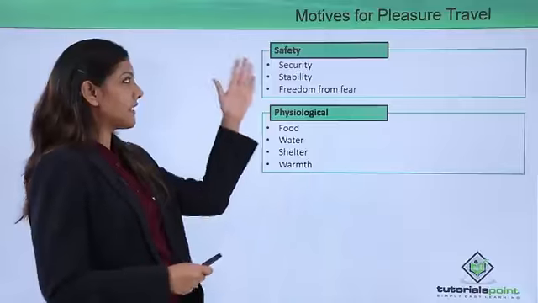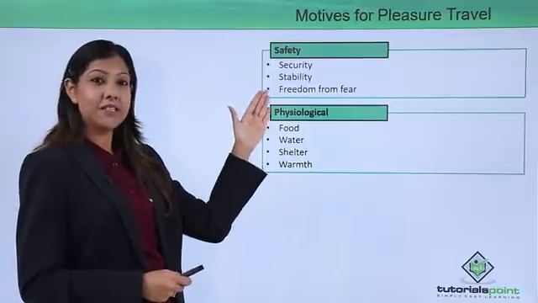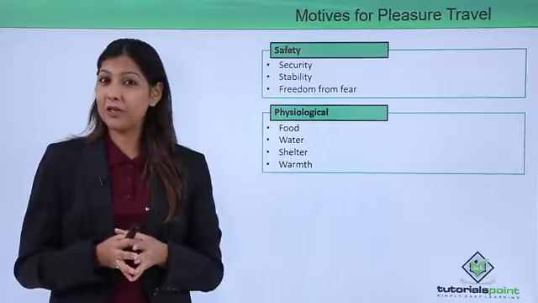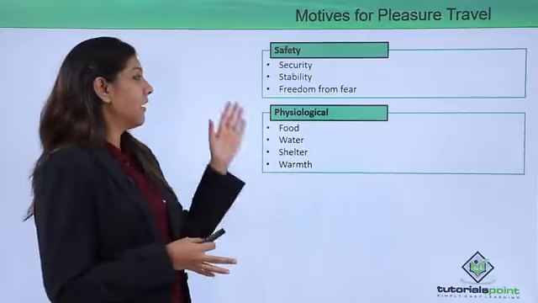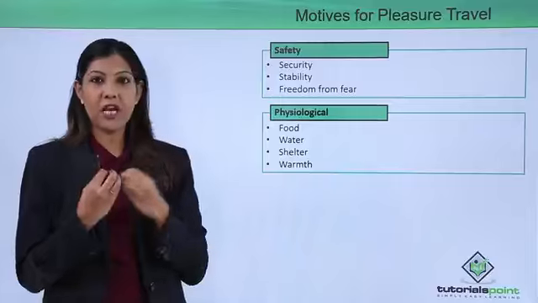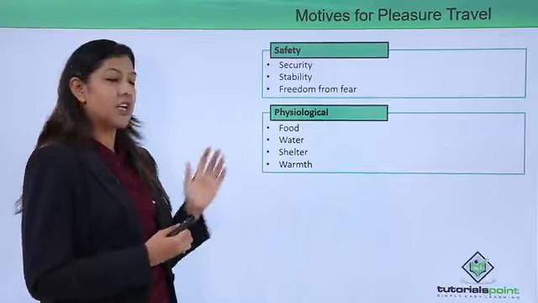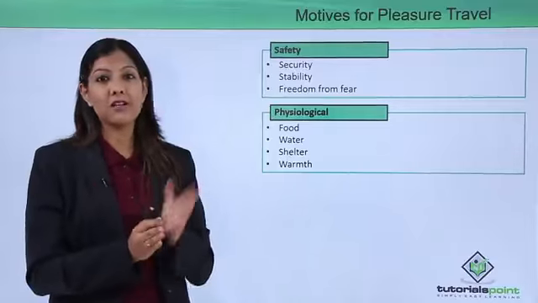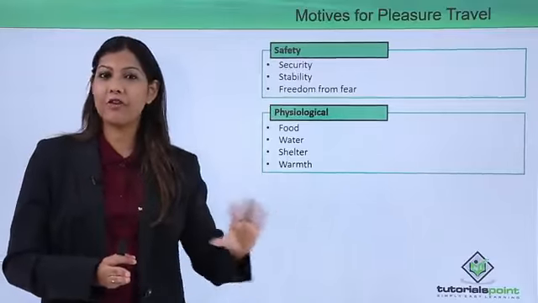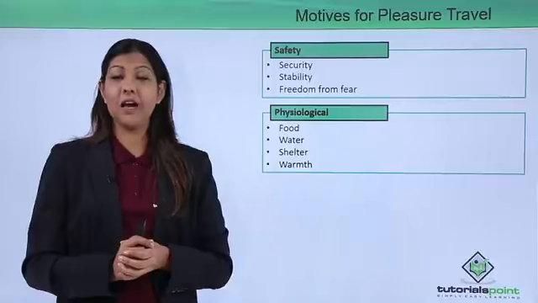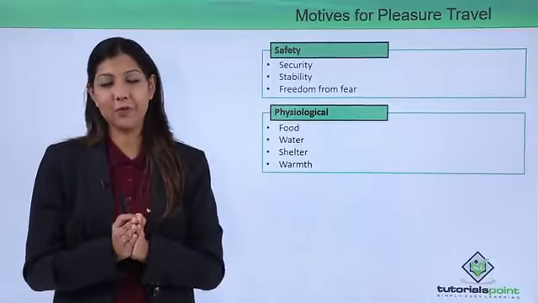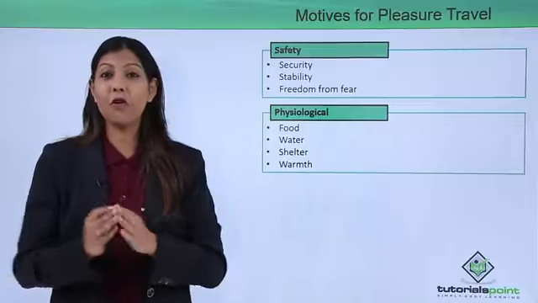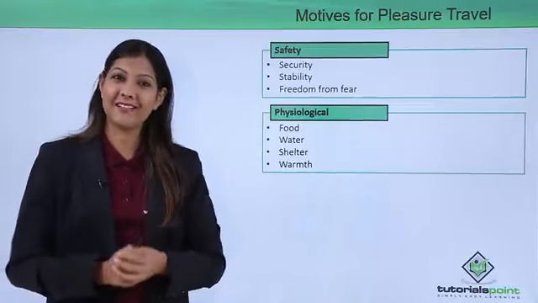Some other reasons are safety, security, stability and freedom from fear. We all want to be safe when we are traveling to any particular destination. Physiological needs, or rather what helps us, are food, water, shelter and warmth. We definitely want to go to a place where our basic needs are taken care of, like food, shelter and warmth. So these are certain motives why people go for pleasure travel with their family, friends, etc.